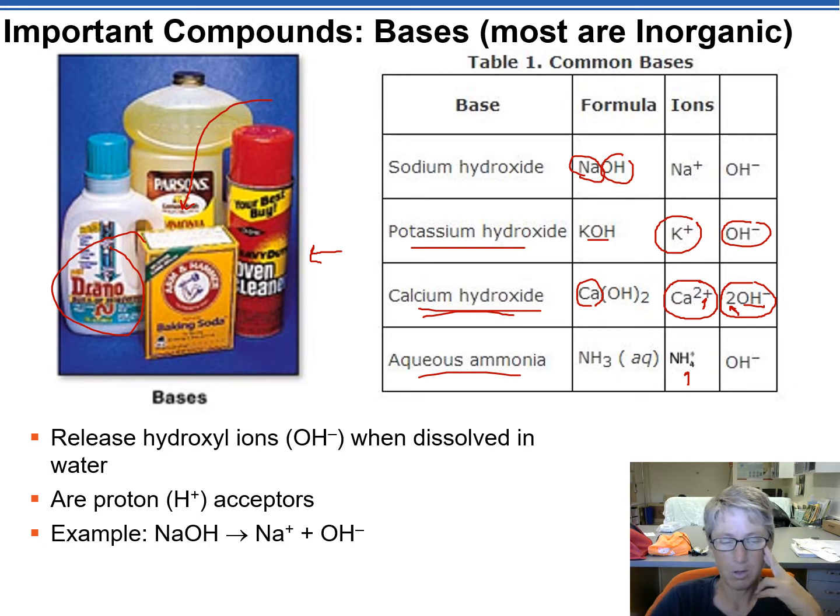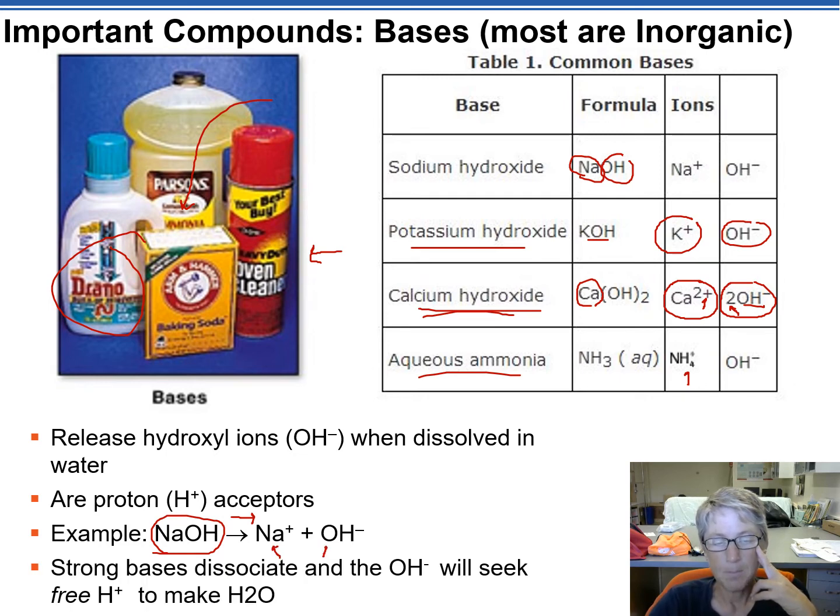So for example, here's sodium hydroxide. Remember, you find that in drain cleaner. Reaction goes to the right, release free sodium ion and free hydroxyl ion. You are a base. If you are a strong base, remember there are strong and weak acids, you will dissociate, and your hydroxyl ion will seek a free hydrogen ion to make water, H2O. So here's 1 hydrogen. Here's another hydrogen. That's 2 of the hydrogens, and then one oxygen will make a water molecule.